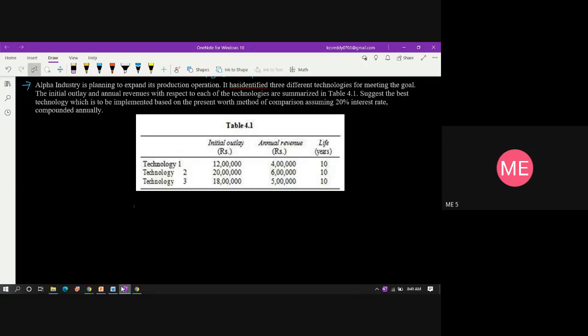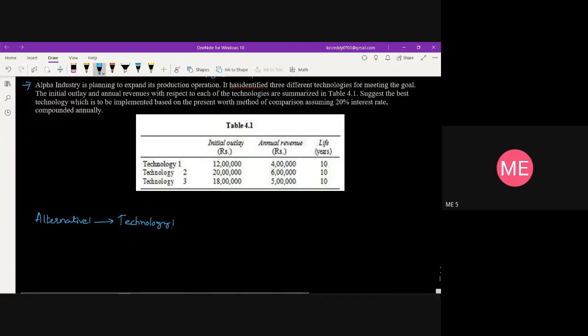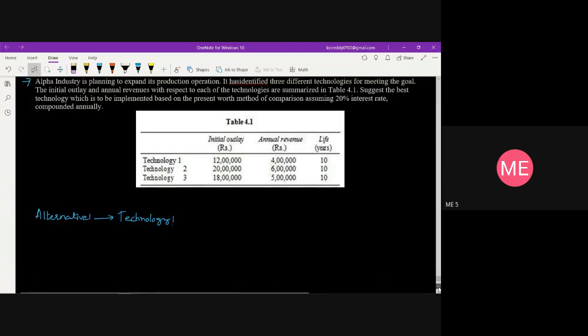So here, if you look at the problem, there are 3 alternatives. First we'll take alternative 1. What does alternative 1 say? Alternative 1 is nothing but technology 1. So we'll go with the given data. What is the given data here?